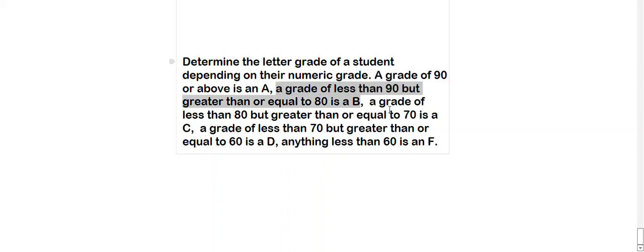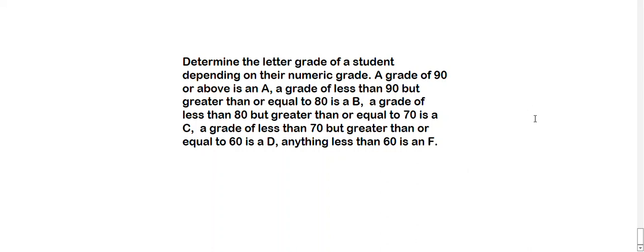And then we have a grade of less than 80 but greater than or equal to 70 is a C, a grade of less than 70 but greater than or equal to 60 is a D, anything else, anything less than 60 is an F. So let's try writing the program for this problem. Here we have multiple if statements that we have to check, but each depends on the previous one failing.